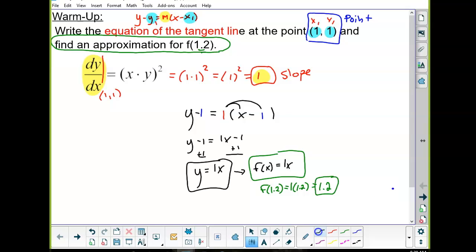Really friendly numbers. But that's what they're going to probably ask you to do: they're going to give you a differential equation, they're going to give you a point, and you have to find the slope, use the point to write the equation of the tangent line, and then once you have that, you can use it to approximate any value. It's a very common theme or practice type problem you'll see.